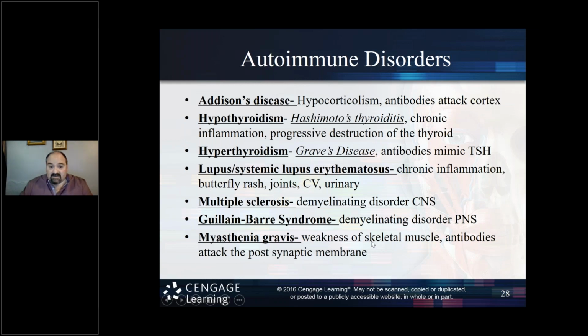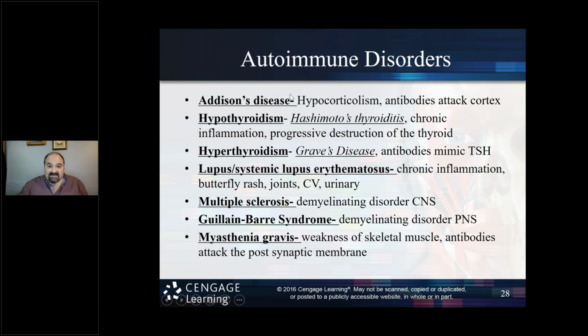When I talked about the thymus gland. So weakness of skeletal muscles, antibodies attack the postsynaptic membrane. So understand this, right? As far as when you're thinking of the neuromuscular junction, the nerve muscle junction, right? So at that postsynaptic membrane, antibodies are attacking that and preventing the ability of contraction of skeletal muscle. That's a problem.